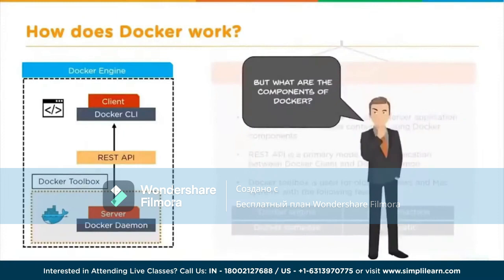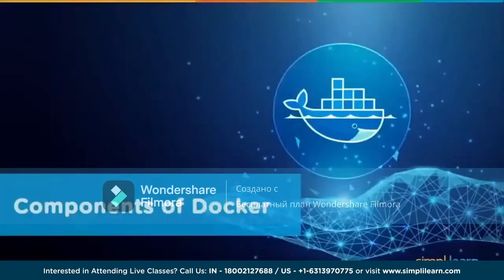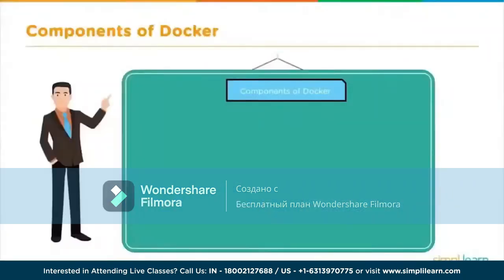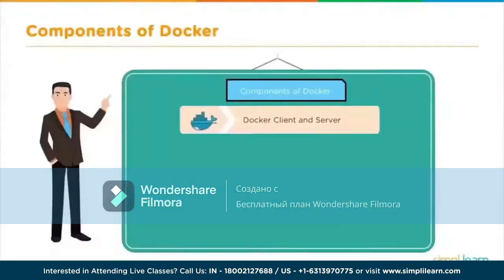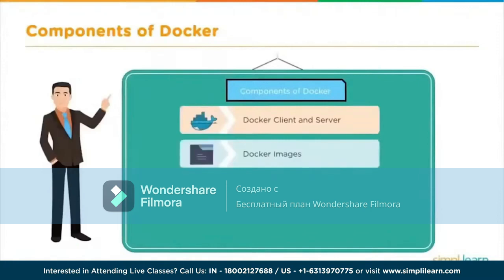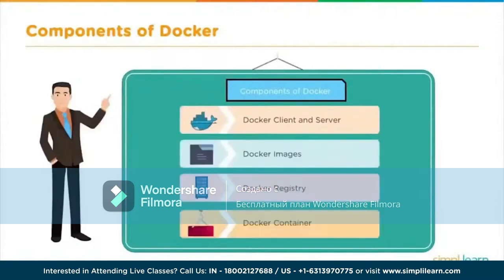So let's now go into what the actual root components of Docker are. Let's have a look at those key components. There are 4 components that we're going to go through. We have the Docker client and server, we have Docker images, we have the Docker registry, and the Docker container. We're going to step through each of these one by one. So let's look at the Docker client and server first.